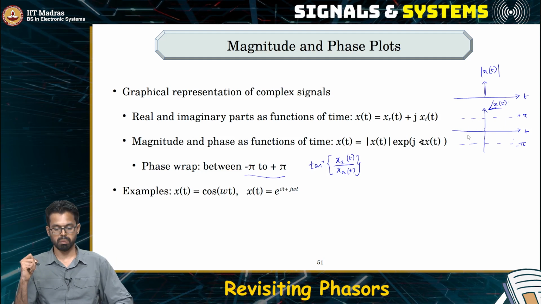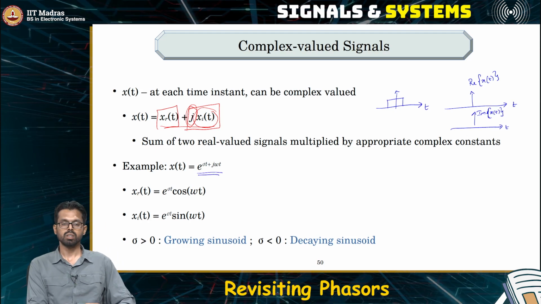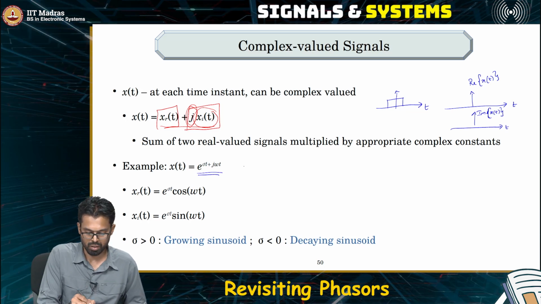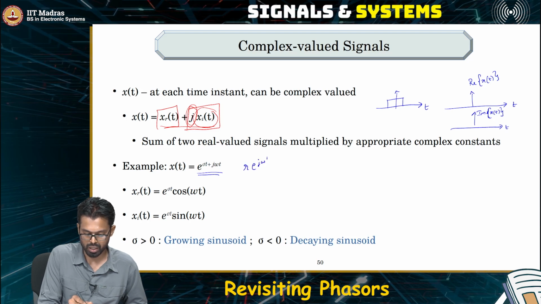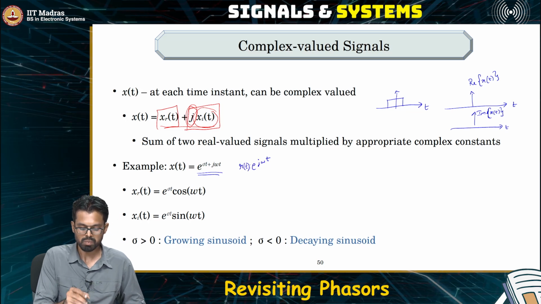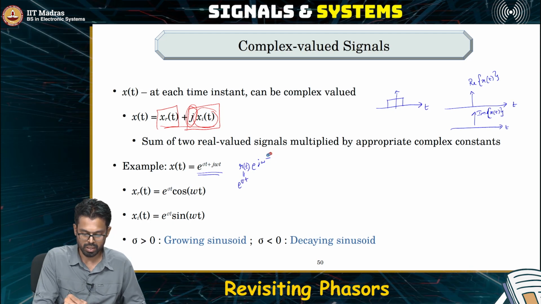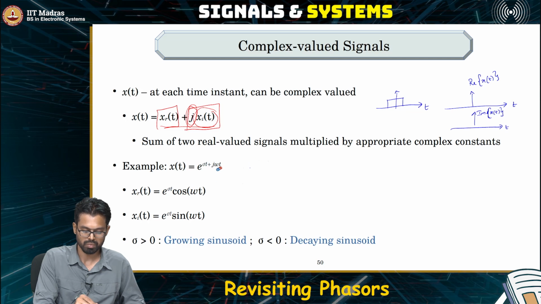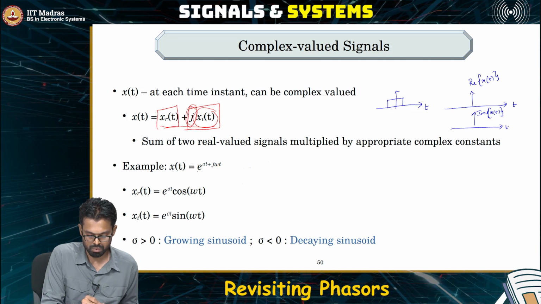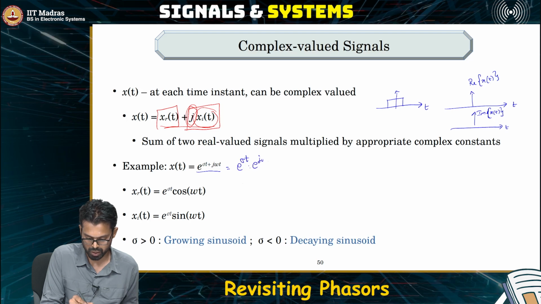Okay, let's take an example and try and plot these things. The general example that we had earlier was e power sigma plus j omega t. Now, what if the magnitude r in r e power j omega t, which is what we had earlier, was itself a function of t, equal to e power sigma t? So that is what we have here. This is an example of a complex signal. Now let's try and plot this and observe what happens. You can rewrite this as e power sigma t times e power j omega t.